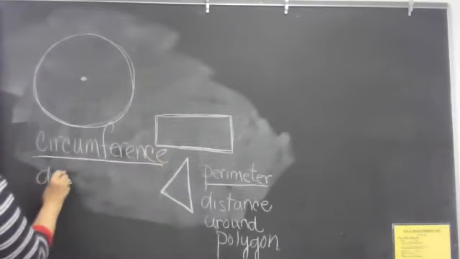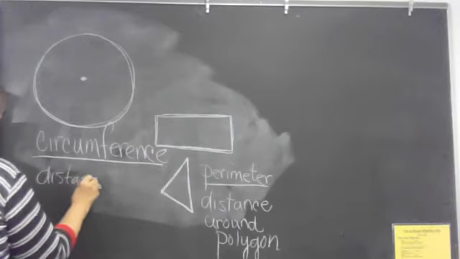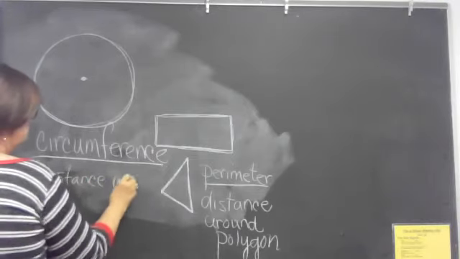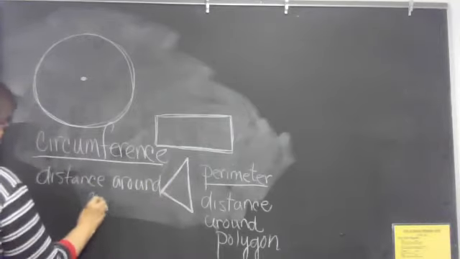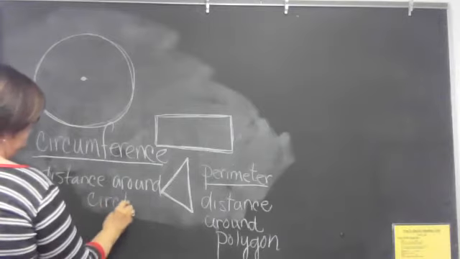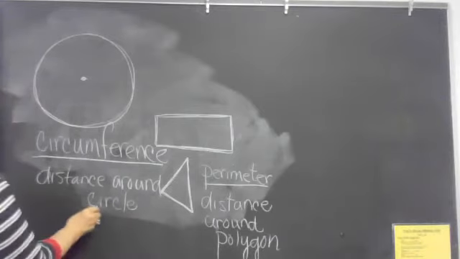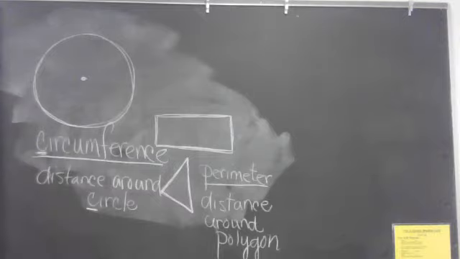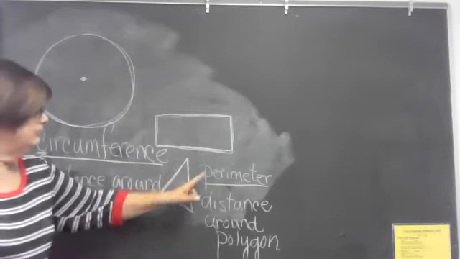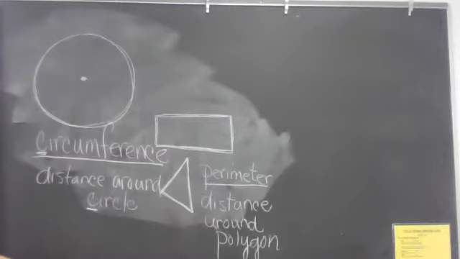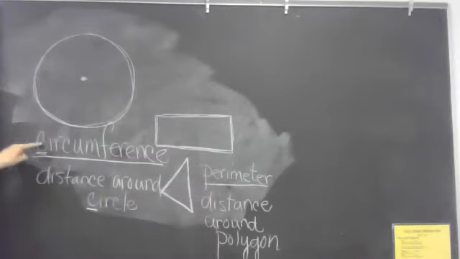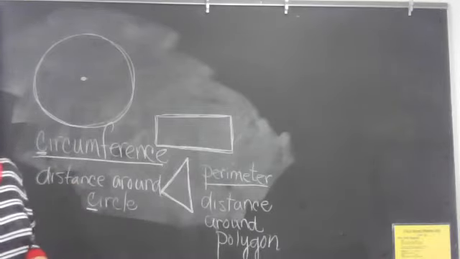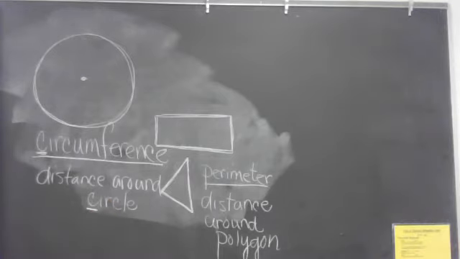Circumference is the distance around a circle. And what's kind of cool, I know it wasn't on purpose, but circumference and circle both start with C also. Perimeter is the distance around a polygon, P. Circumference is the distance around a circle, C. Okay, if you're into those kind of memory things.